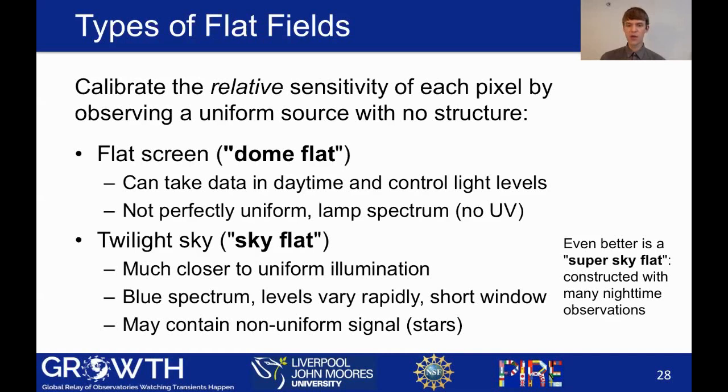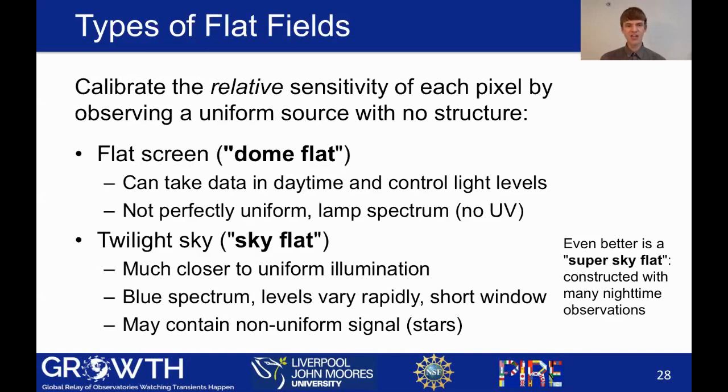This is usually a white screen that's mounted at the dome and illuminated by an incandescent or halogen or some other sort of lamp. The advantage of this method is that we can take the data in daytime when we're not in a hurry, and we can control the light level by adjusting the intensity of the lamp to make it the appropriate amount of signal for calibration.